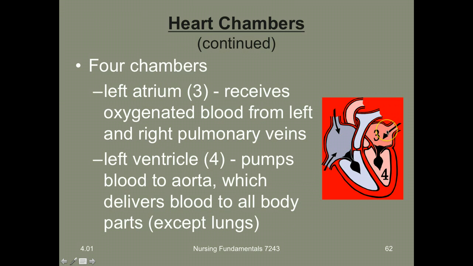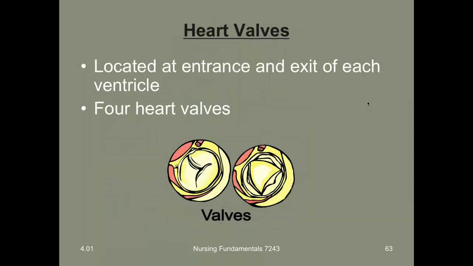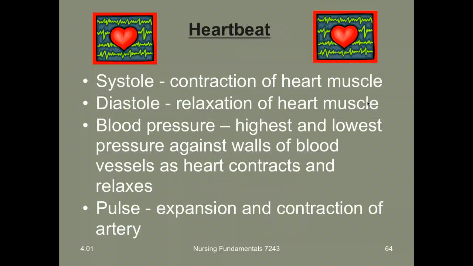The left atrium receives oxygenated blood from the left and right pulmonary veins. The left ventricle pumps blood to the aorta. That would be the ascending aorta, which delivers blood to all of the body parts with the exception of the lungs. Located at the entrance and exit of each ventricle, we have 4 heart valves. You learn that in Health Science 1.